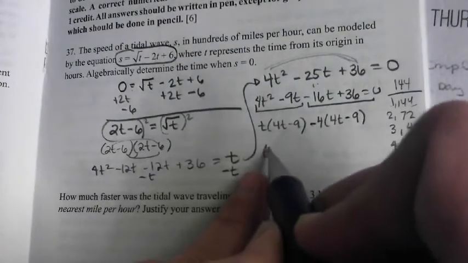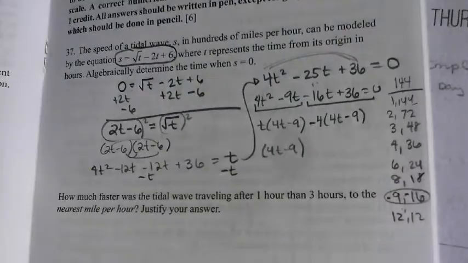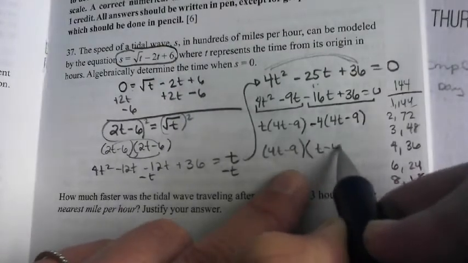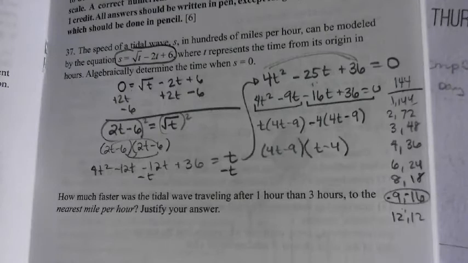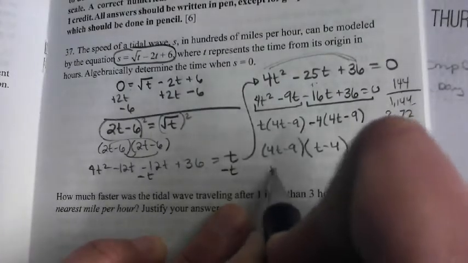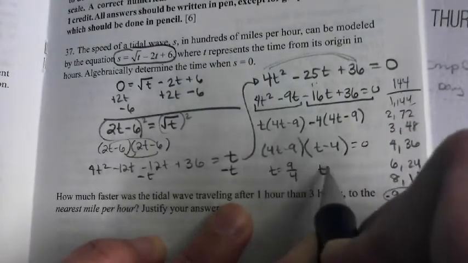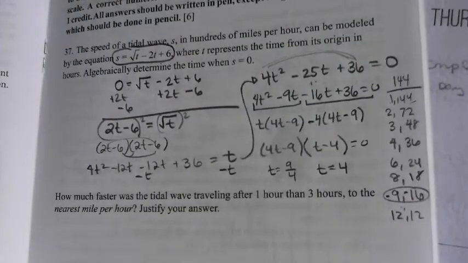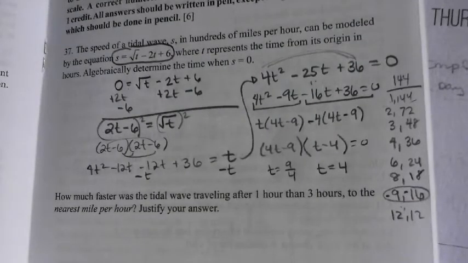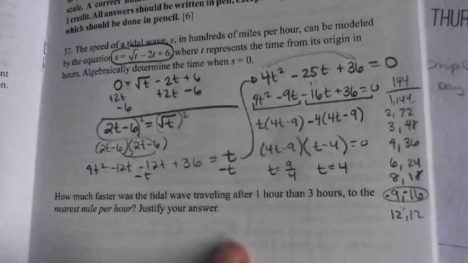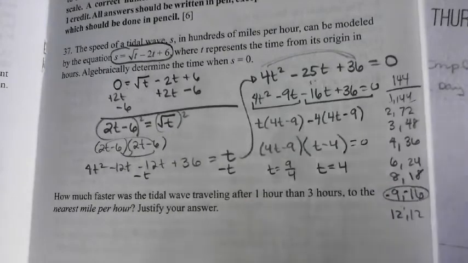4t minus 9 is the first term, like you're pulling that out in front, and you're left with t minus 4. If you guys are good and fine with guessing and checking, by all means, stick with it. You don't have to do this. This is just like that backup option for people that don't really do so well with that. So now when I tee it up, I get t equals 9/4 or t equals 4. And that means this is happening after 2.25 hours or 4 hours.